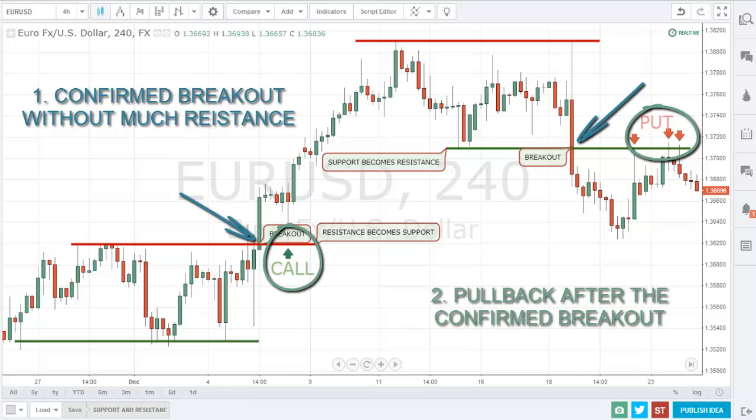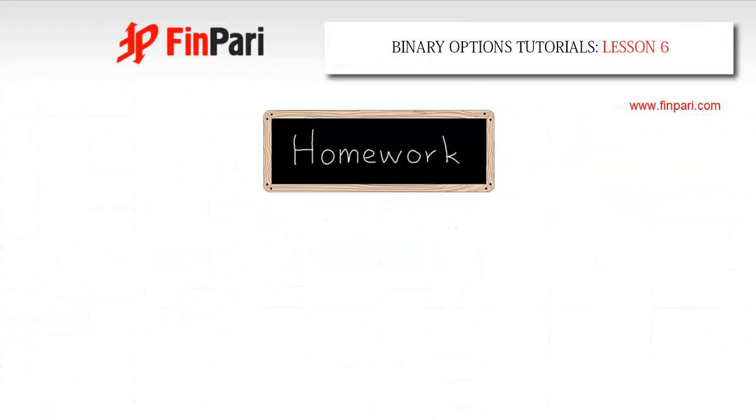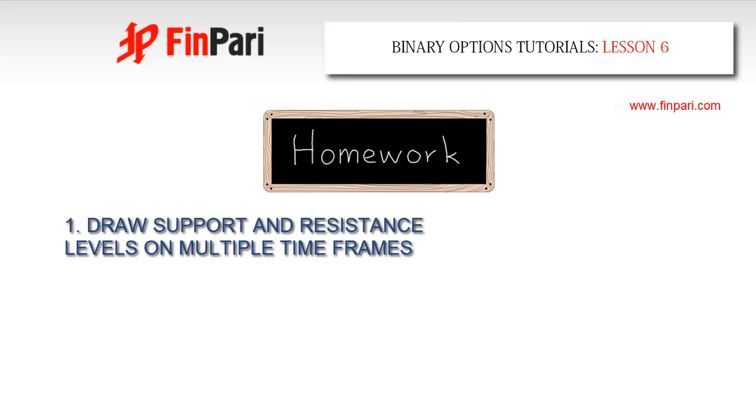At the end of this lesson, as usual, I would like to give you an assignment. Number 1. Plot on the chart the support and resistance levels with different time frames: 1 hour, 1 day, 1 week, and so on. Look at the history of how many times the price bounces from these levels. This will help you quickly navigate when the price gets close to these levels.